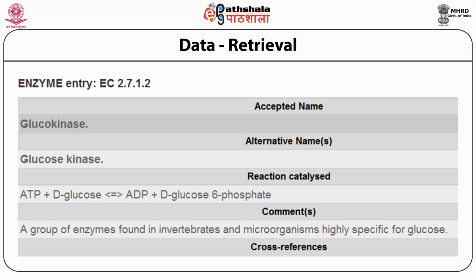Hexokinase accepts all the hexoses, whereas glucokinase is very specific to accept glucose as one of the substrates for transfer of phosphate group from the ATP. The comment line shows that this is the group of enzymes which is found in invertebrates and microorganisms, and also lists that this is highly specific for glucose, meaning this enzyme will not accept any other alternative substrate. So all these 5 fields have associated data values.